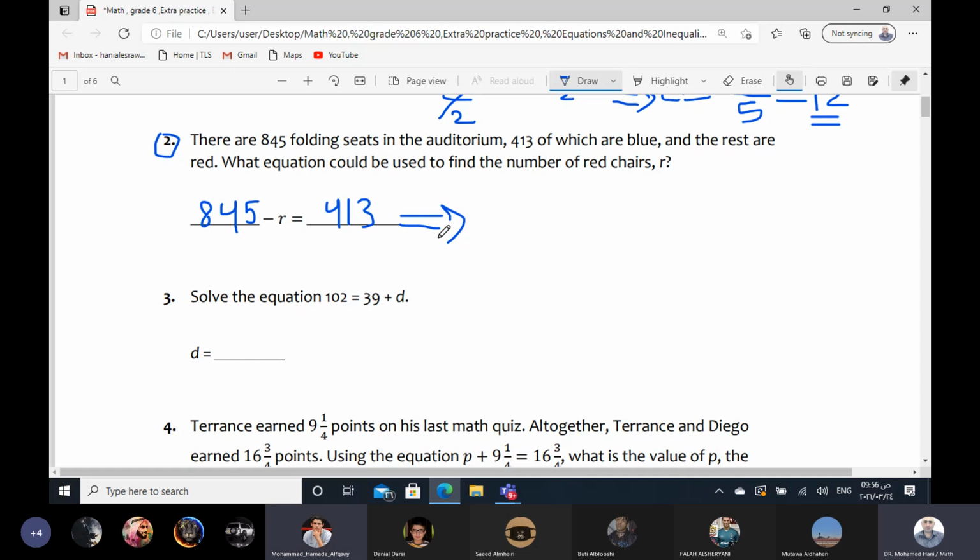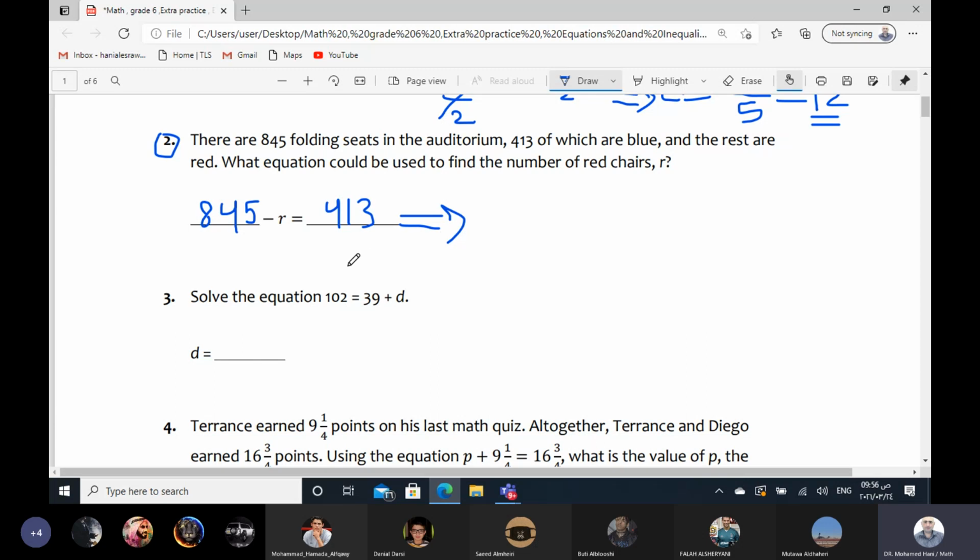Mr., the answer is 432. Okay, thank you. Who has a different answer? Mr., my answer is 432. Thank you. Who has a different answer? 432. Okay, great for all. Okay, listen to me, please.